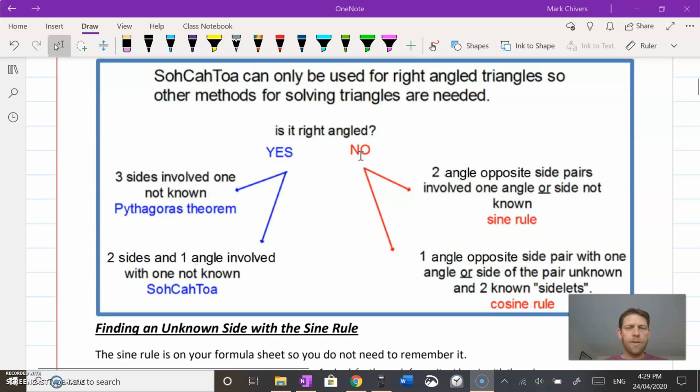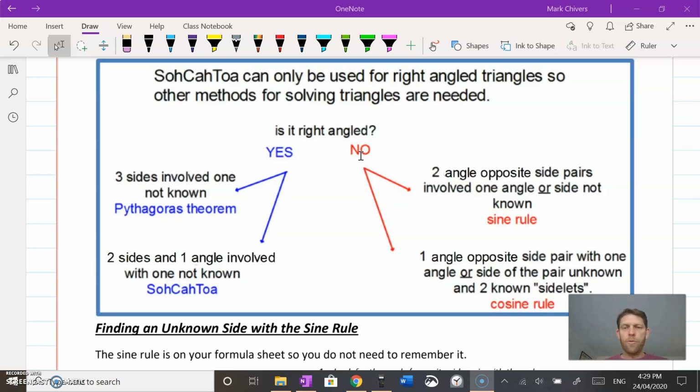Now this little sheet here has got a nice little flow chart, I suppose you could call it, for what rules to use when we're trying to figure out things about triangles. So if it's a right angled triangle, we're over here on the left, and we can use Pythagoras, so we can use SOHCAHTOA. But if we don't have a right angle, then we've got the sine rule and we've got the cosine rule. And today we're going to be dealing with the sine rule.